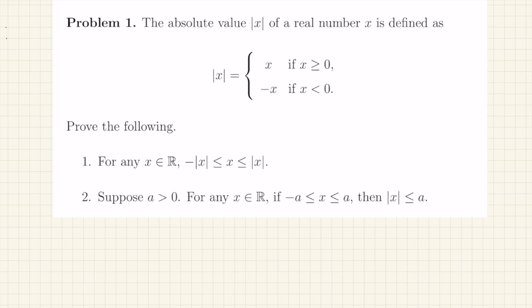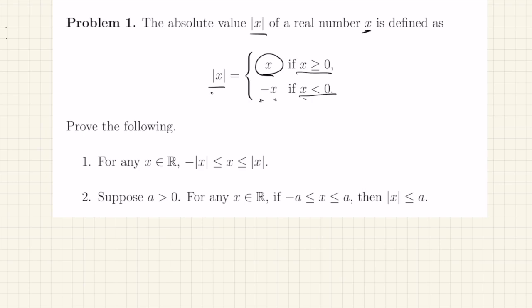Okay, let's consider this problem. The absolute value of x, of a real number x, is defined as this. When x is positive or 0, the absolute value of x is just x. And when x is negative, the absolute value of x is negative x. Since x is negative in this case, negative x becomes positive. That means the absolute value of x is always positive or 0.